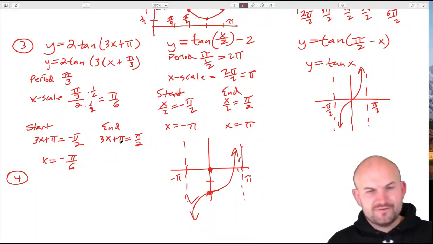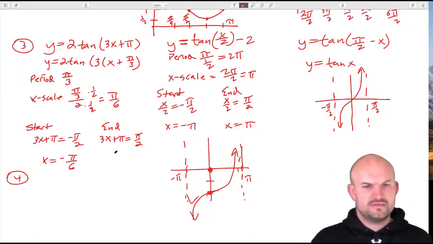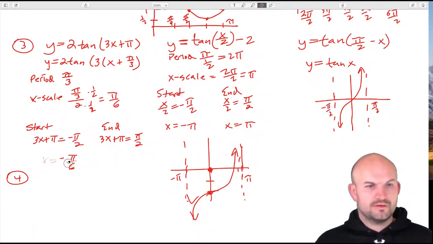Positive pi's. Yeah, if you subtract this, it's going to give you negative pi halves. Wait a minute, what happened here? That's a negative pi, that's a positive pi. 3x plus pi. Oh, I did that wrong. My bad. All right, fine, I'll just do the work.